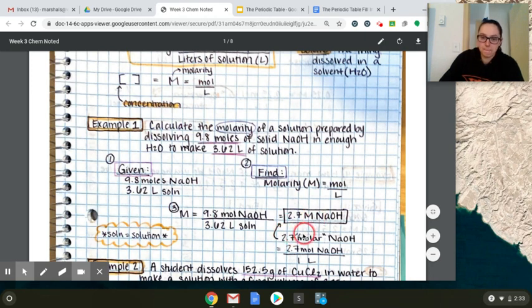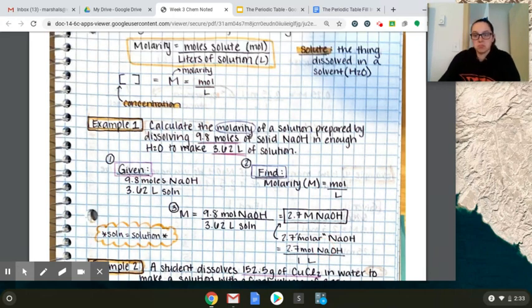That's how we say it, molar, not molarity, not moles, because that's something different. And essentially what this answer is telling us is that if I had 1 liter of this solution instead of 3.62, I would have 2.7 moles of NaOH in that solution. Helpful, not helpful, I don't know. But this is essentially how we would work with molarity.